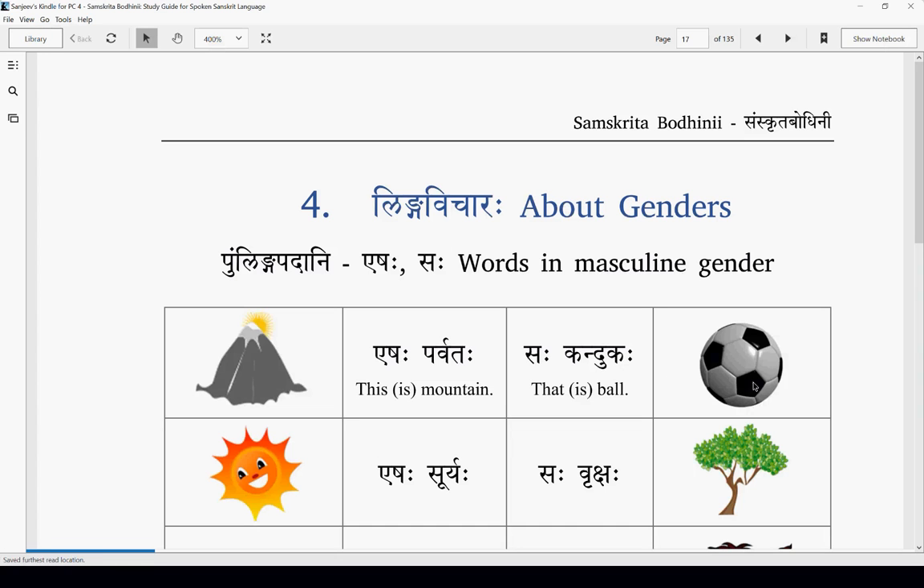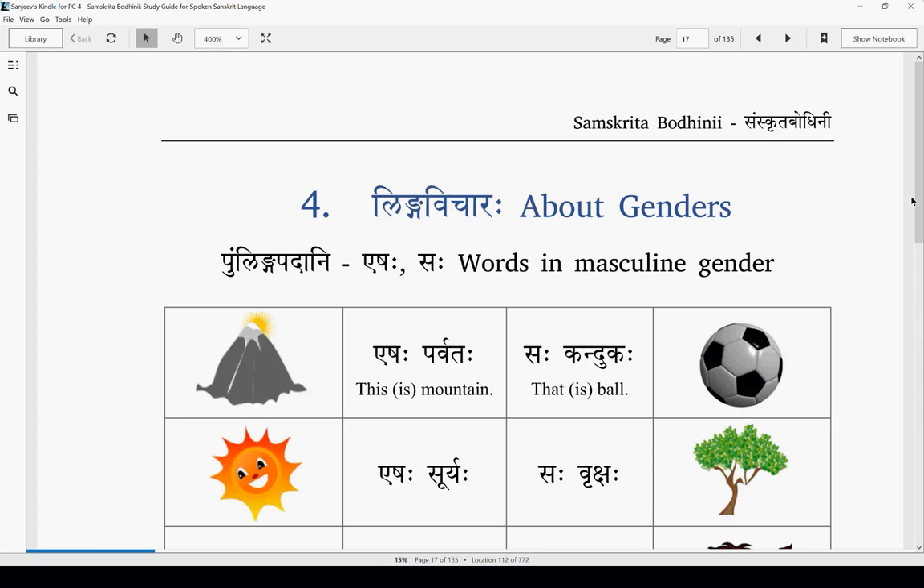Then we have here, so we are discussing the genders. So we looked at Eshaha, just a recap. So we had a break last week. Eshaha Parvataha Saha Kandukaha. So the lingam or the gender applies to the words, the shabda, not to the object. The lingam doesn't indicate the gender of the object itself many times.